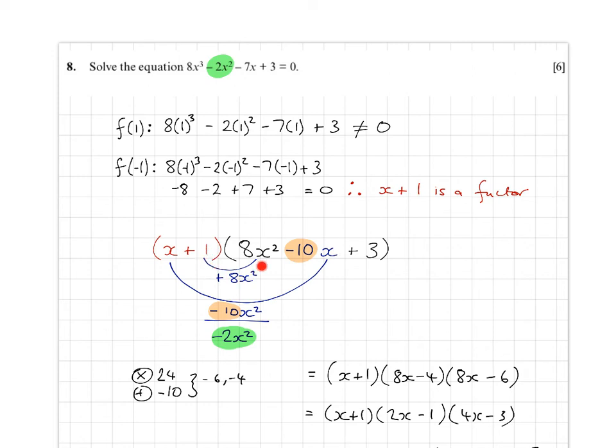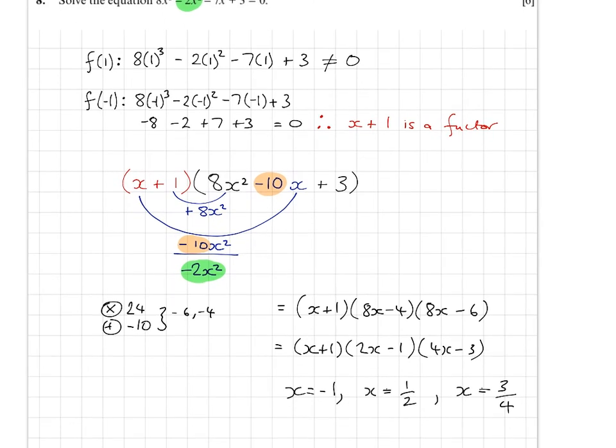I know that 1 times 8x squared would give me plus 8x squared. And then I know this times something would have given me x squared, and I knew overall it had to make 2x squared. So 8x squared minus 10x squared makes minus 2x squared, so this had to be minus 10 because x times minus 10x would give me minus 10x squared.